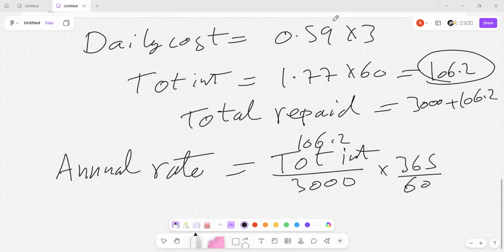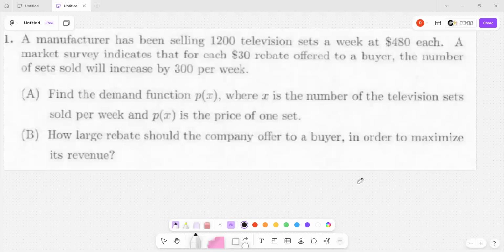Okay, another question. Okay, so this manufacturer has been selling 1200 televisions a week at $480 each. This is the price of each one. Perfect. But there is a survey that indicates that for each $30 rebate or discount offered to a buyer, the number of televisions sold will increase by 300 televisions per week.